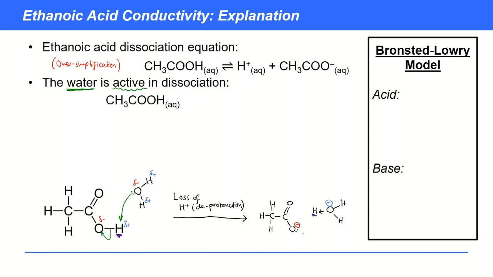Okay, now what is actually going on here? Well, water is removing an H+ ion, and that is what Bronsted-Lowry said was acting as a base. So water is acting as a base. In the Bronsted-Lowry model, a base is a proton, remember proton is H+, acceptor. In other words, it bonds to a proton, i.e. bonds to H+. That's a base.